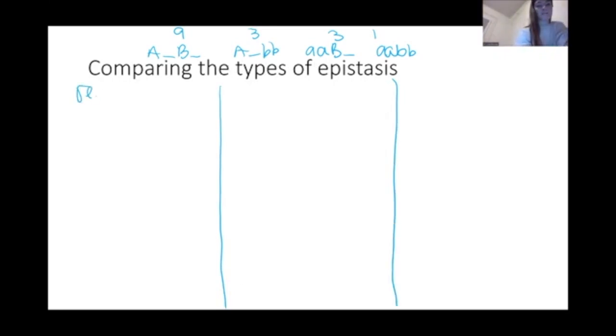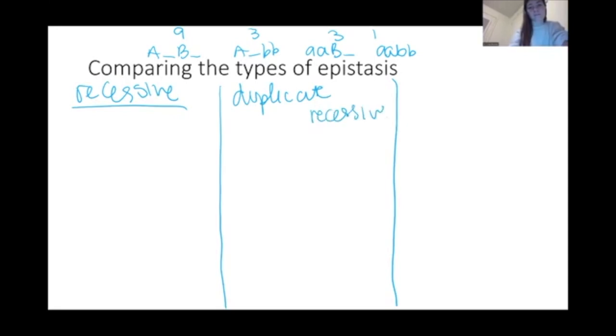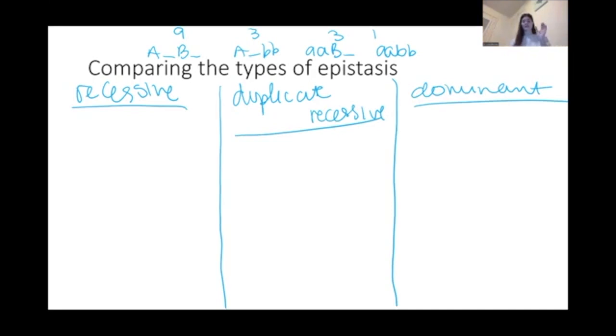So we're going to talk about recessive, duplicate recessive, and dominant. So I'm actually going to do recessive and then dominant and do duplicate recessive last. This is because in recessive and dominant, you have one epistatic gene, one hypostatic gene, and they're normal. And then with duplicate recessive, it's two epistatic. So I'm going to leave that one for last so you can see the comparison between whenever you do have the normal one epistatic, one hypostatic.